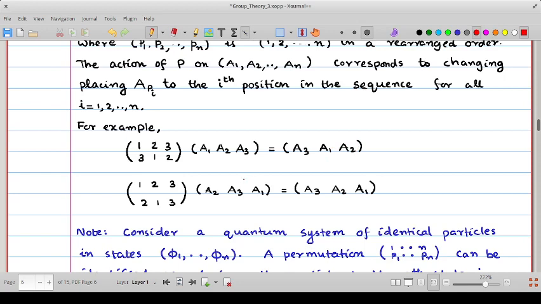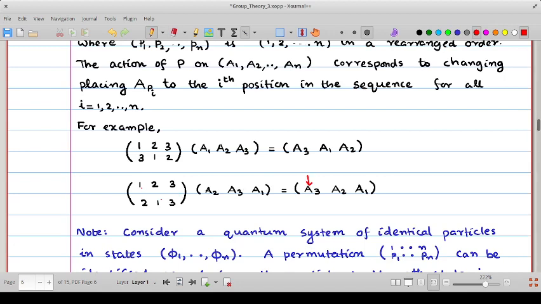Now consider a different example. So 1, 2, 3, the operation is 1, 2, 3 over 2, 1, 3. And the sequence is given by A2, A3, A1. Remember, the object in the first position is A2, the object in the second position is A3, and the object in the third position is A1 here. Now, this permutation operation takes the object in the second position and places it in the first position. So, the object in the second position is A3 and this will be placed in the first position. That is what we have done here.